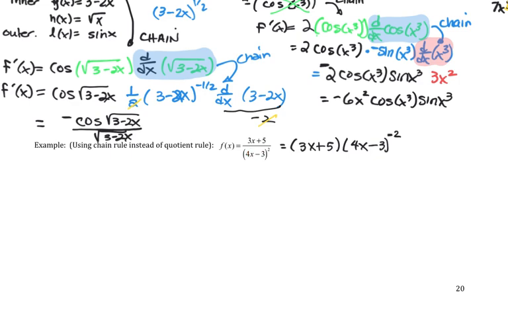But I'm going to show you this new way of doing it because it involves some algebra that I want to mention. So that's my f. So f prime is the derivative of the first times the second plus the first times the derivative of the second.